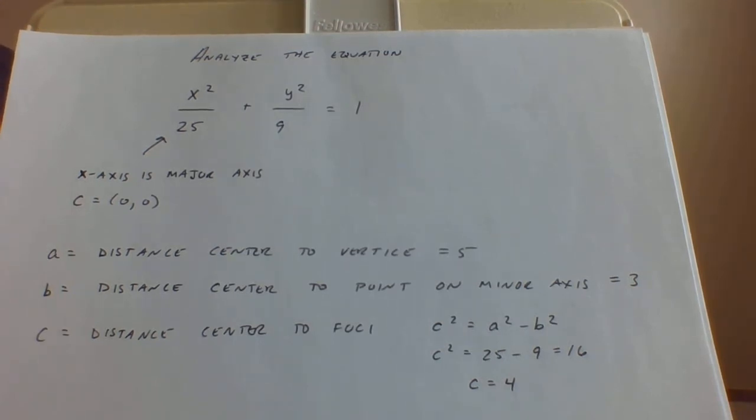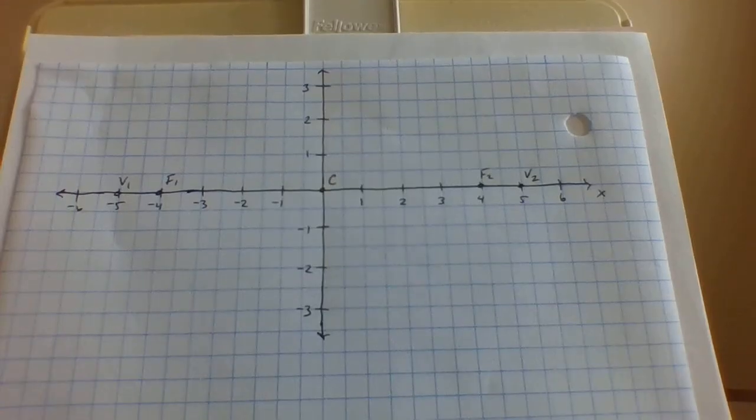So let's go ahead and start taking our information, and we can start plotting the pieces that we know. We know our center is at the origin, and we know our distance out to a vertex is 5 units. So I went ahead and plotted my V1 and V2. We also know our distance out to the foci is 4 units, so I plotted F1 and F2.